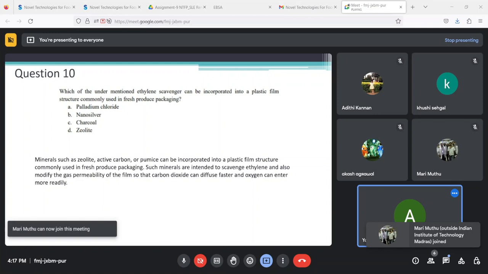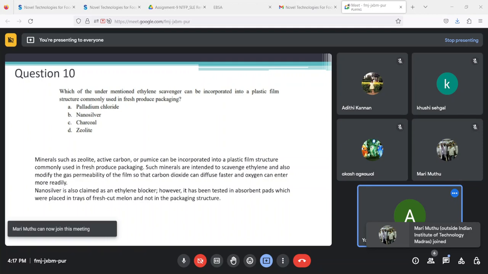So in this case, minerals such as zeolite will not only act as an ethylene scavenger, but it will also help in modifying the gas permeability of the film so that this can prevent any sort of oxidation process that is happening. Whereas the rest of the options given here, nanosilver can also be used as an ethylene blocker, but not as a packaging, not as a plastic film.